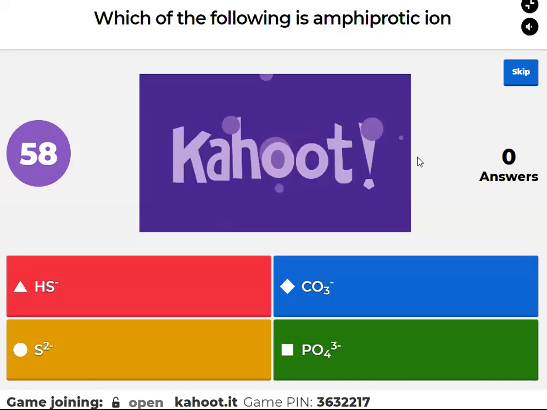Which of the following are amphiprotic ions? What's the meaning of amphiprotic? Both acid and base, right? I hope all of you remember amphiprotic, which can be both acid and base.